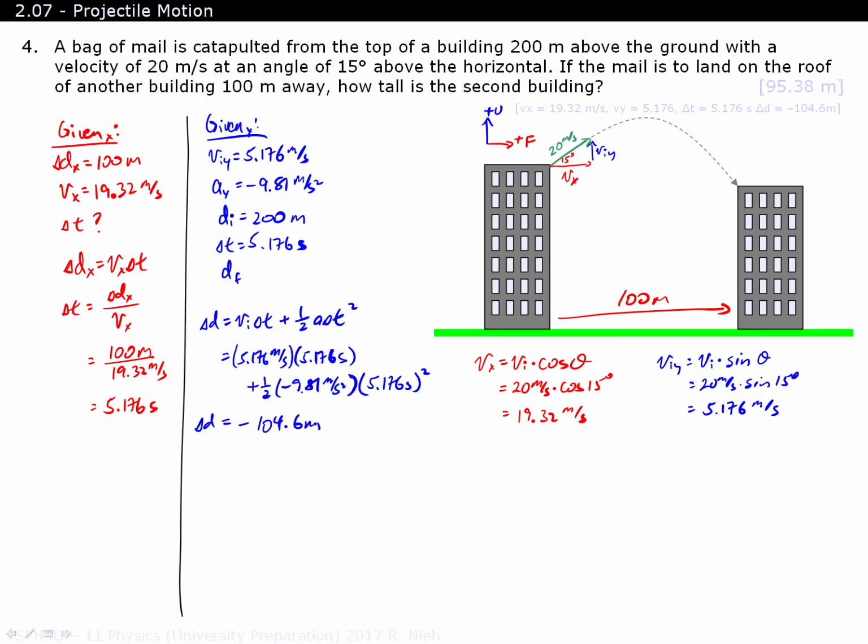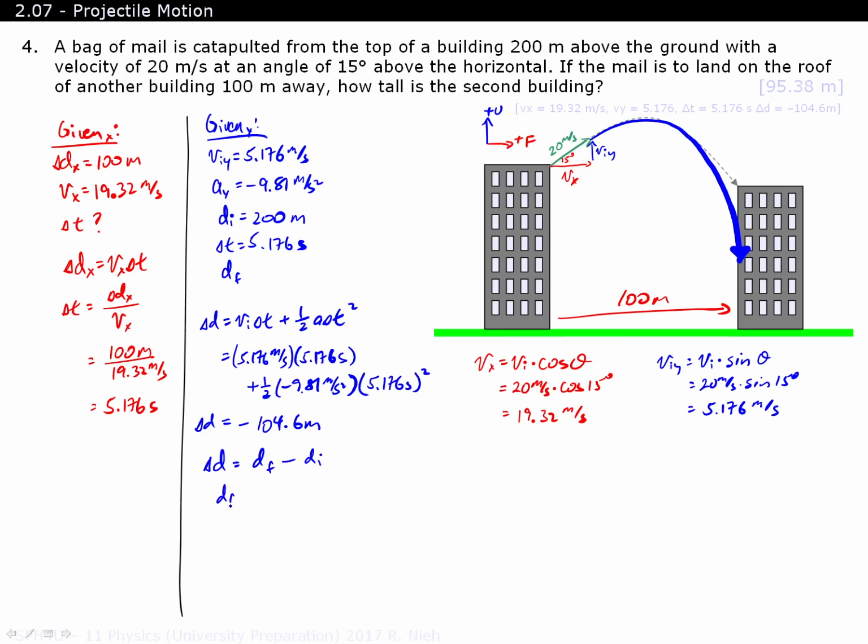So what exactly does this mean? Remember, the picture that I have on the right is for representation purposes only. It looks like the second building seems to be rather short. The second building is 104 meters lower than the first building. Keeping in mind that delta D means that you're measuring between your final minus your initial position.